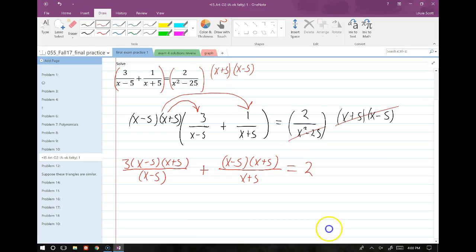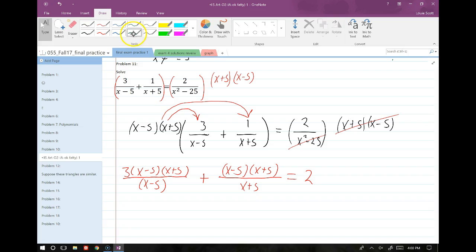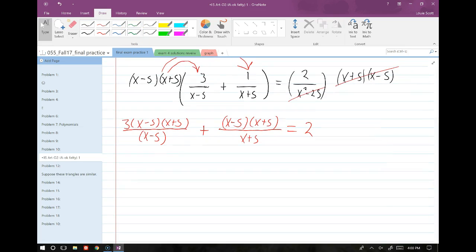So now that I've distributed this LCD in, I go through and cancel what I should cancel. I have an x minus 5 on the top, x minus 5 on the bottom, x plus 5 on the top, x plus 5 on the bottom. Now that I've canceled everything, I just write what's left. So I have 3 times x plus 5 in parentheses, plus x minus 5. I don't really need parentheses there because it's not multiplied by anything. And that still equals plain old 2.